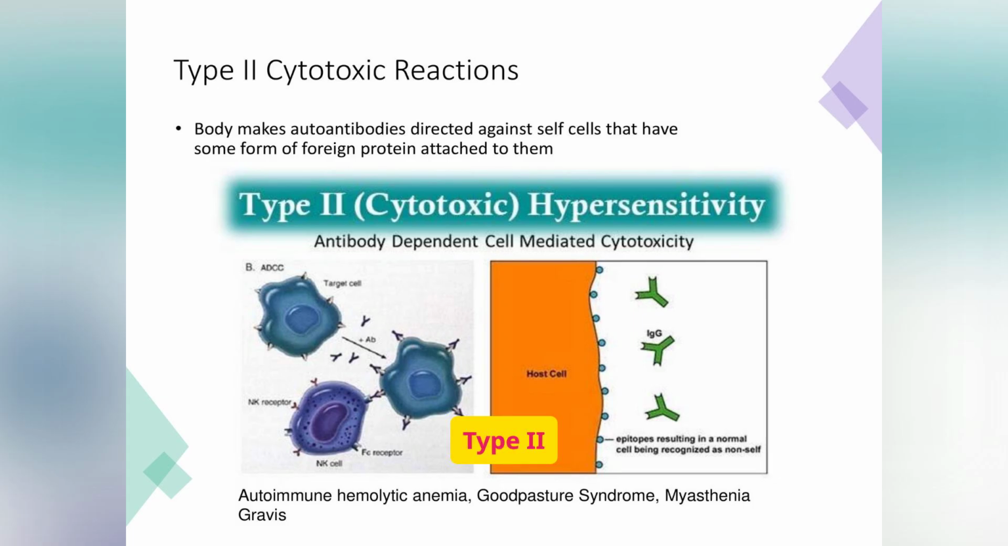Type 2 cytotoxic reactions involve autoantibodies attacking cells with foreign proteins attached. This can lead to autoimmune diseases like autoimmune hemolytic anemia, Goodpasture syndrome, and myasthenia gravis.